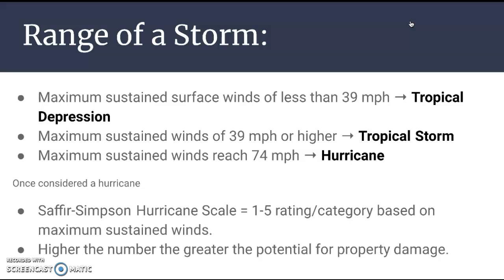So the range of a storm. Starting out, if the maximum sustained surface winds are less than 39 miles per hour, it's considered a tropical depression. If the winds are greater than 39 miles per hour, it's considered a tropical storm. And then once the maximum sustained winds reach that 74 miles per hour, here in the United States, we consider it a hurricane. So once considered a hurricane, we use the Saffir-Simpson hurricane scale and give it a rating or category 1 to 5 based on the maximum sustained winds. So the higher the number, the greater the potential for property damage and destruction.